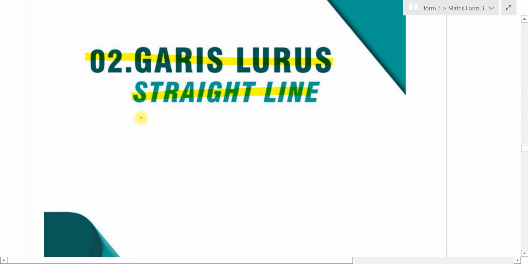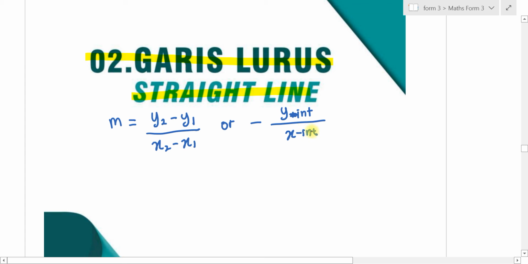You rewrite here. First of all, you need to know how to find the gradient. For gradient we have the formula y2 minus y1 over x2 minus x1. Remember, your y-axis is at the top, your x-axis at the bottom. Or, if you have the x-intercept and y-intercept, you can also apply this formula: negative y-intercept over x-intercept. This is to find the gradient.